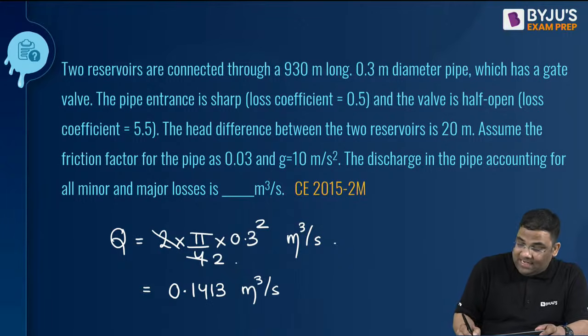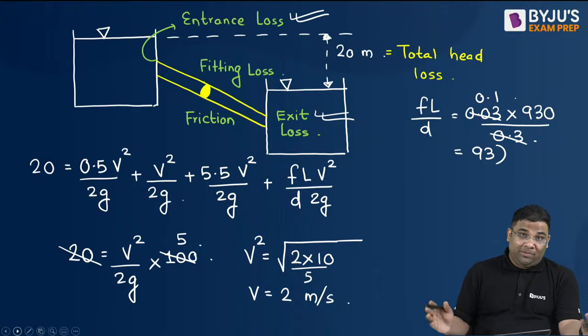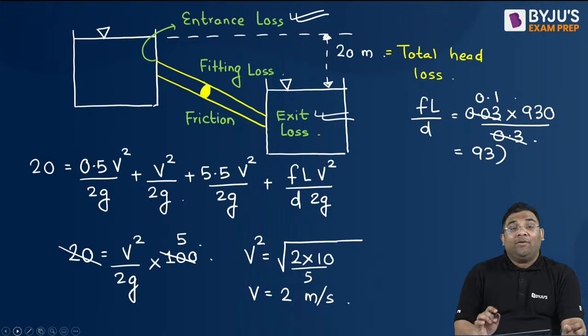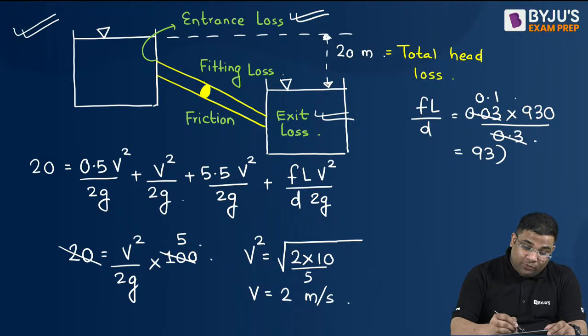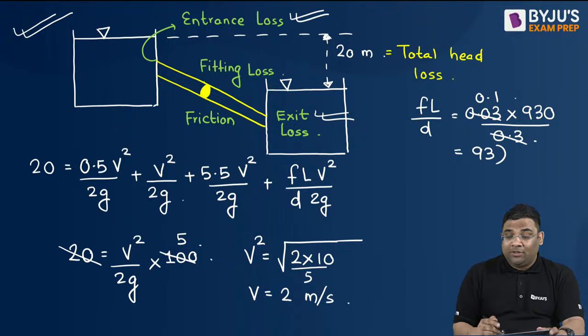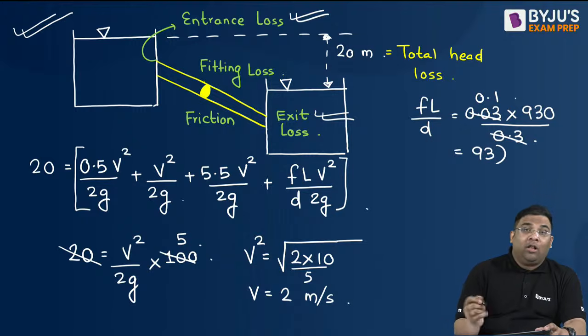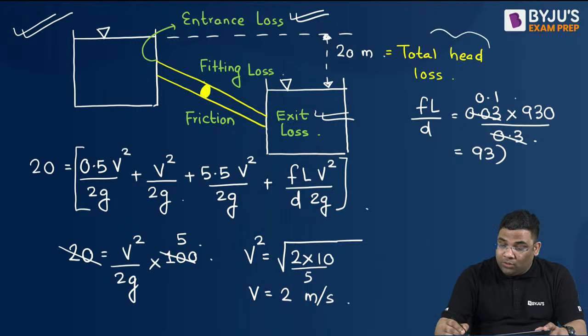Again, you can see that this is a very good question, and incidentally they have asked it in the 2015 GATE, and you see here we understood many concepts. If they ask you a question like this, they will give you two reservoirs, and they're asking you to find out velocity and all, then just take all the losses into consideration and then equate it to the total head loss.